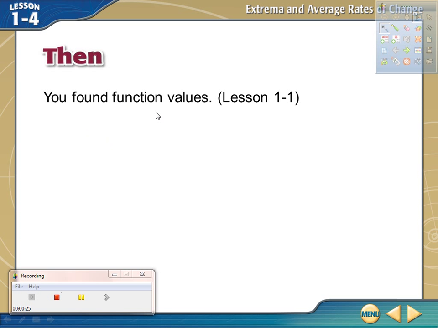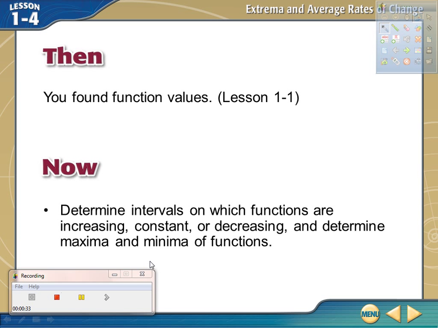Before, we found values of functions: we plugged numbers in and got answers out. But now we're going to determine intervals. We're looking at what it is doing over a range of numbers, going from x1 to x2, and what's happening to the y values. Again, we'll be either increasing, constant, or decreasing. Then we're going to look at the maxes and minimums of functions. Not all have maxes, not all have mins, but we'll look at different types of functions.